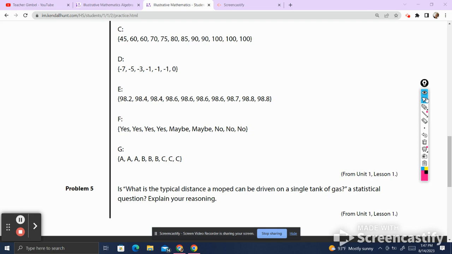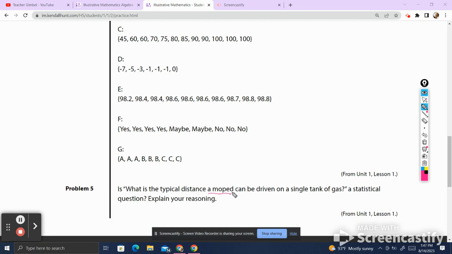Now, problem number 5. What is a typical distance a moped can be driven on a single tank of gas? A statistical question. Explain your reasoning. So when I'm thinking of statistical questions, I like to think, is there more than one answer to the question? So this says a moped. If I ask that question to 5 different people and say, how far does your moped drive on a single tank of gas? Am I going to get the same answer every single time?